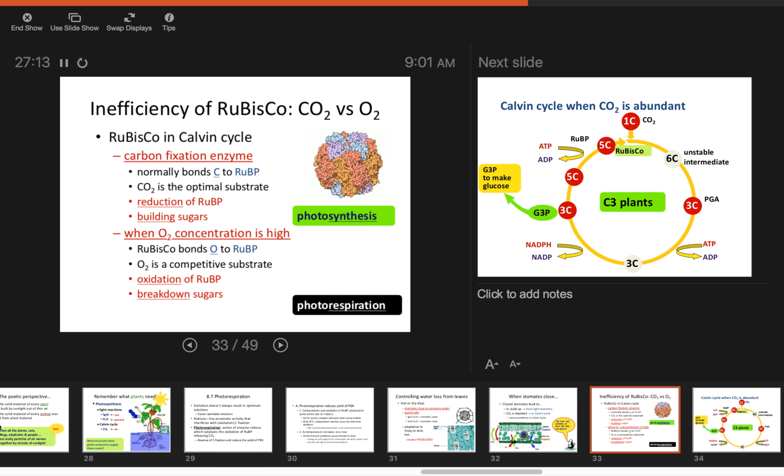So that's the inefficiency of Rubisco. Like I said, this enzyme doesn't work that great. Usually the CO2 will bind to it. That's the optimal substrate. You can make sugars. But when you increase those oxygen levels and decrease CO2, now oxygen will bind to it. And RuBP becomes oxidized and sugars start to break down. So instead of making glucose, you get glycolysis basically. So this is why we call it photorespiration. We make sugars and then we break them down, kind of like cellular respiration.